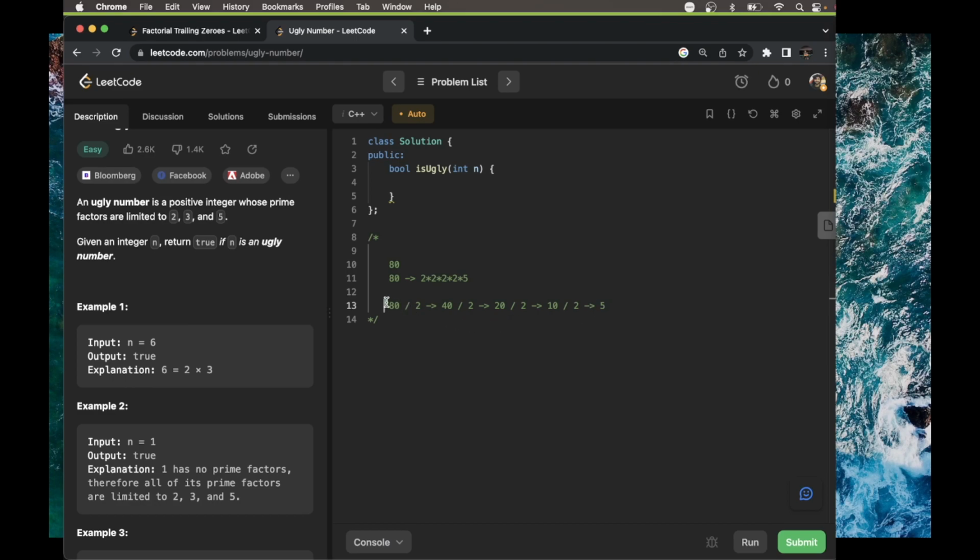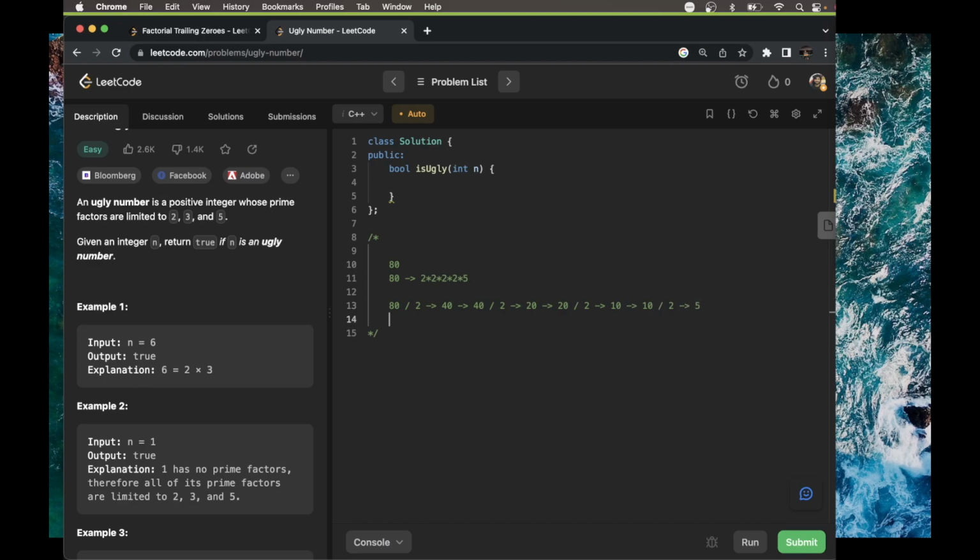Can I say that? So you do 80 by 2, you get 40. You do 40 by 2, you get 20. Then you do 20 by 2, you get 10. Then you do 10 by 2, you get 5. And you cannot do 5 by 2.